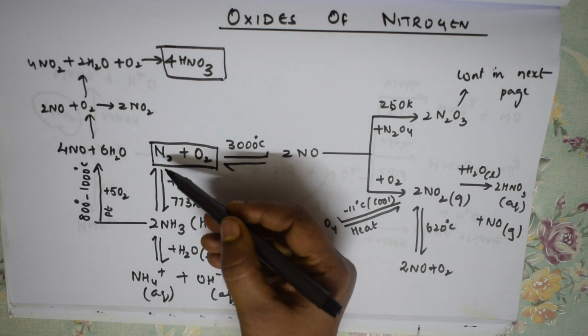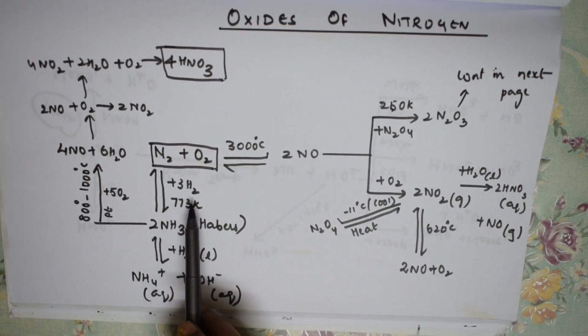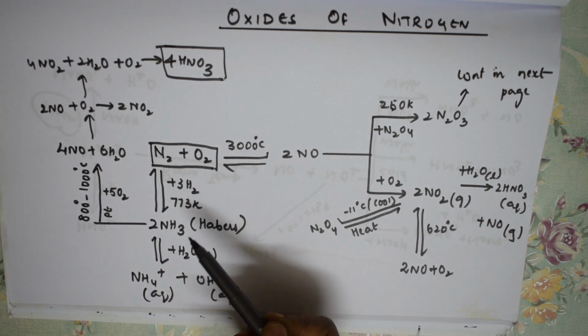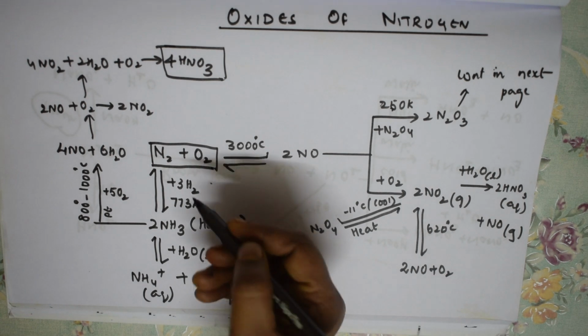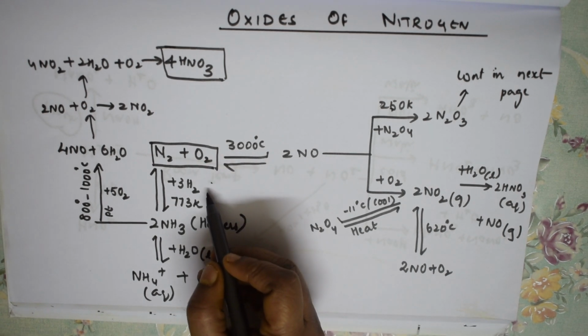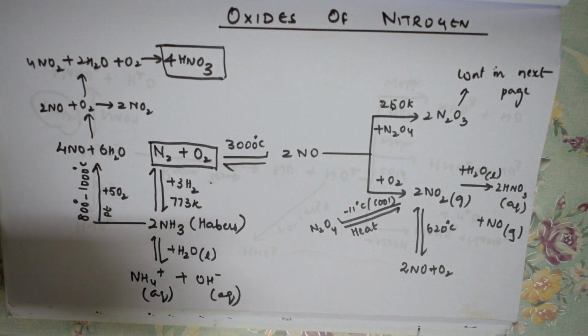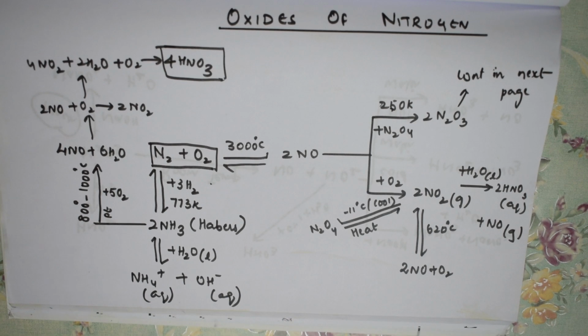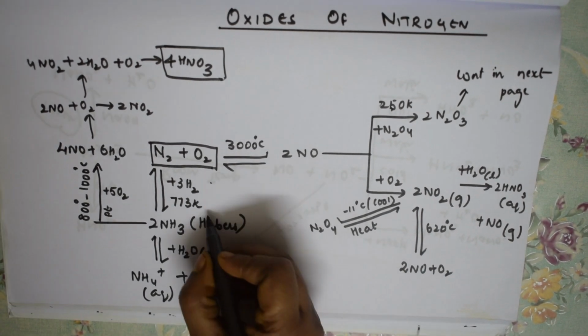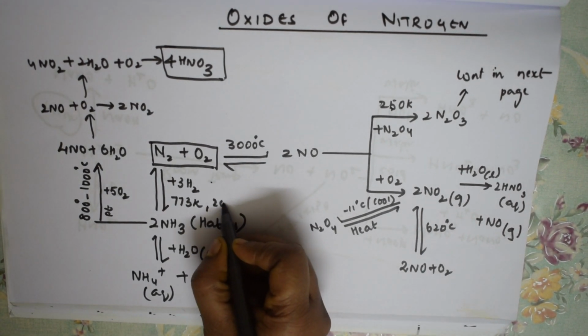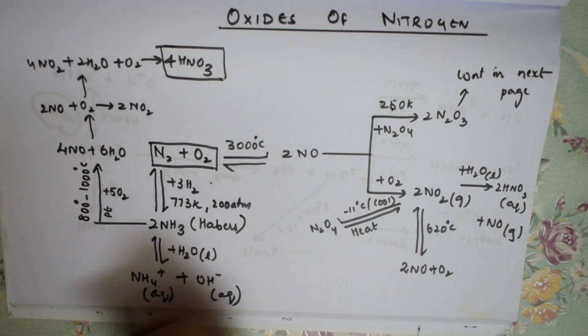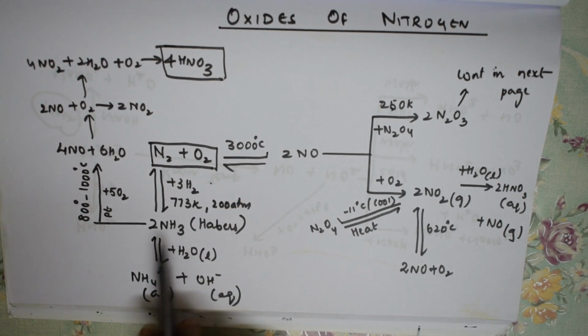Further, if I take nitrogen and treat it at 773 Kelvin with hydrogen, N2 plus H2, this is nothing but the Haber's process, isn't it? Here we use iron oxide as a catalyst, and I use potassium oxide and alumina as a promoter, right students? That is your Haber's process, which follows Le Chatelier's principle, and the pressure is 200 atmospheres. So what happens here? It's going to form ammonia.